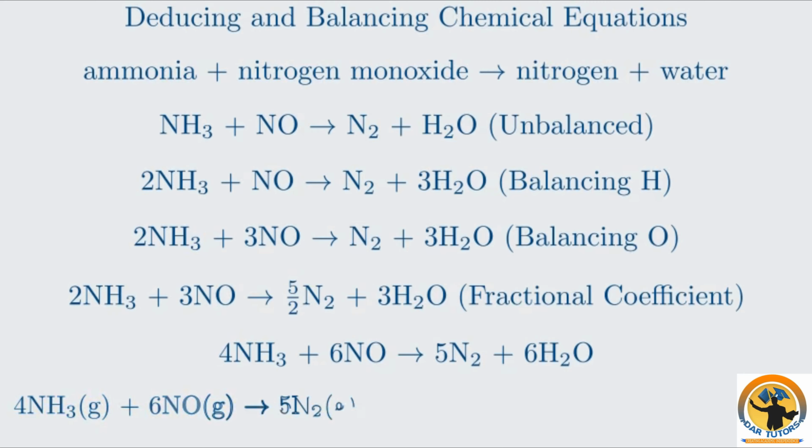Finally, we add state symbols. For instance, for standard conditions, it would be 4NH3(g) plus 6NO(g) yields 5N2(g) plus 6H2O(l). This process of writing correct formulas and then balancing the number of atoms is fundamental to all stoichiometry problems. Now let's apply these principles to a specific type of stoichiometry problem: mass-mass problems.